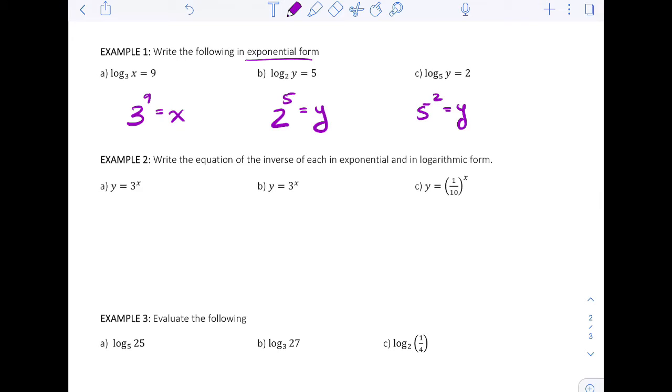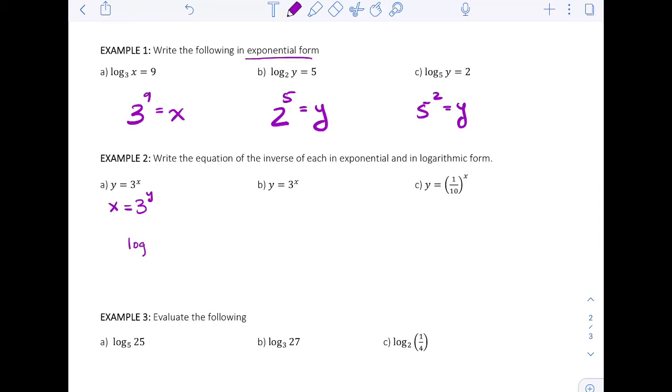So write the equation of the inverse of each of these exponentials in exponential and logarithm form. So it wants the inverse of them. So the inverse of this original function is x is equal to 3 to the power of y. Now it says write that in logarithm form. Right? This is the original function at the top. This is the inverse in exponential form. Now I want the inverse in logarithm form. So I look at this and I say, well, the base is 3. So that tells me that we have log 3.